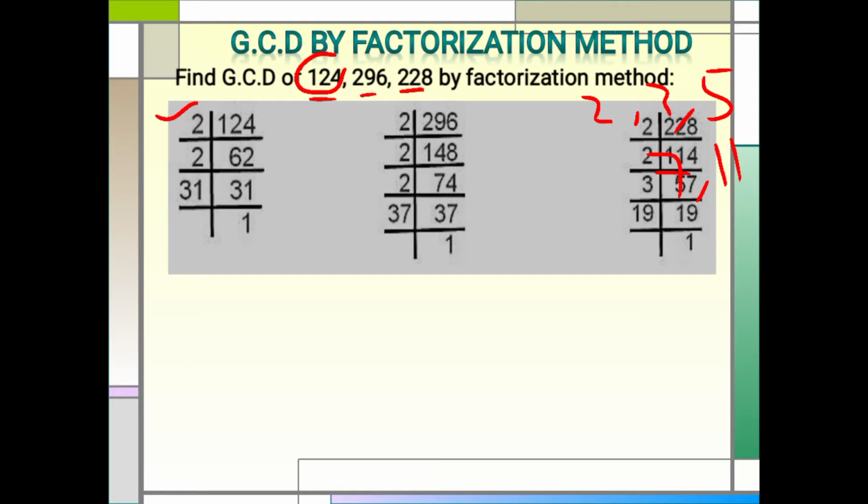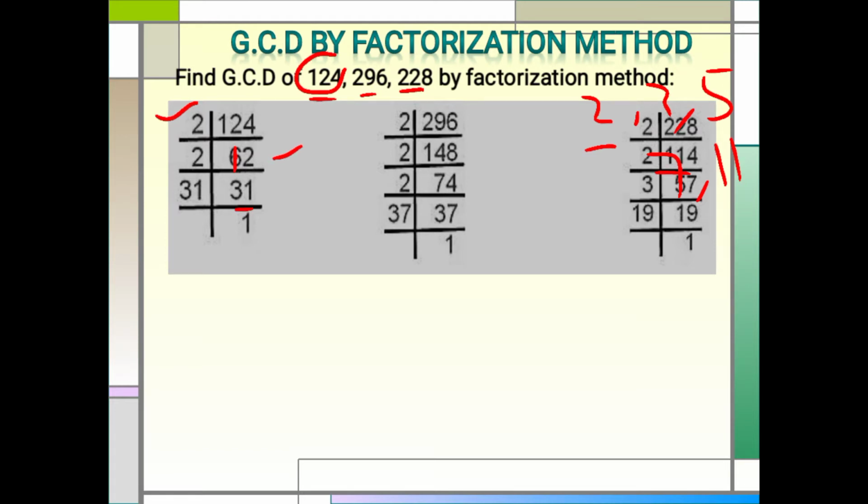Okay, so just suppose if you have 124, so how will you start? First, divide this 124 by a suitable prime number. Okay, first suitable prime number is 2. So as you can see, this 124 can be divided by 2. So 2 sixes are 12 and 2 twos are 4. Okay, now this 62 can also be divided by 2. So in the next step, you are going to divide this 62 by 2. 2 threes are 6 and 2 ones are 2.